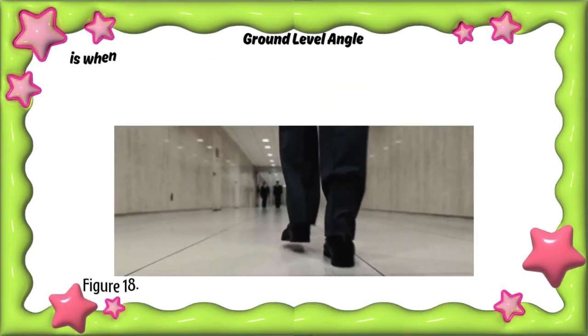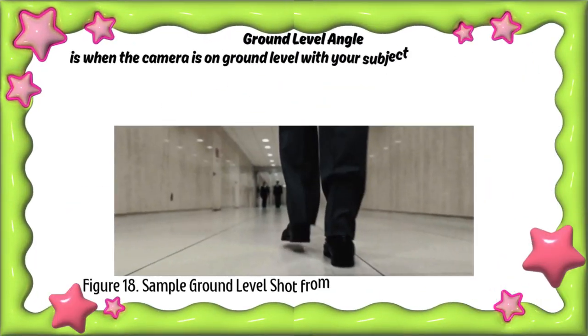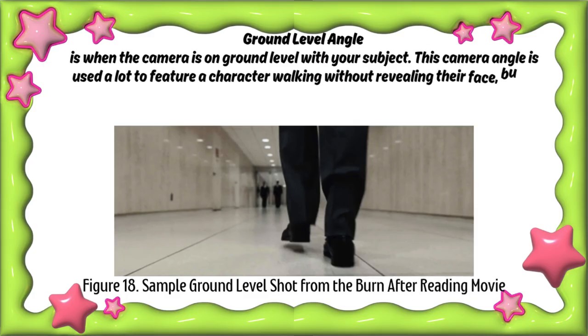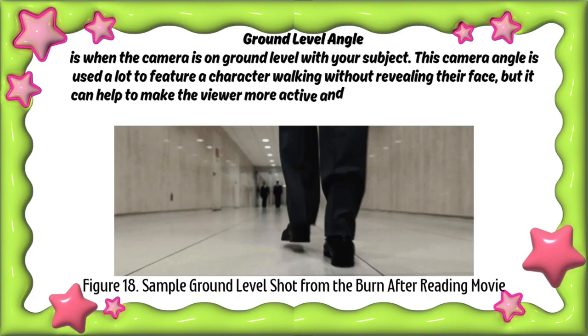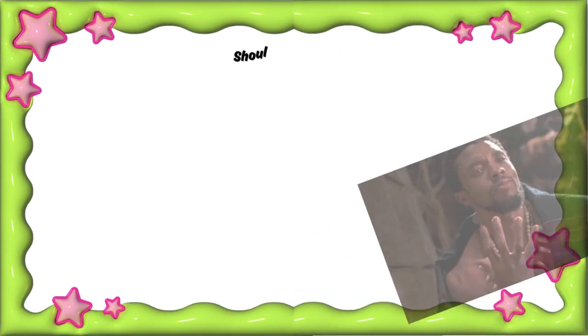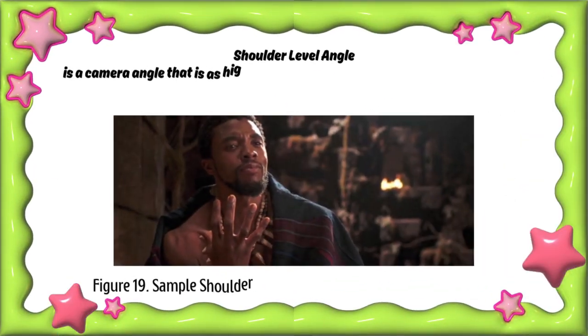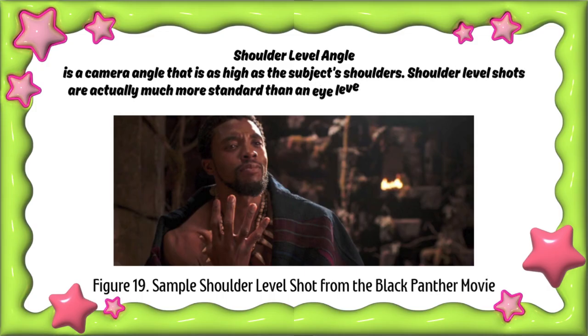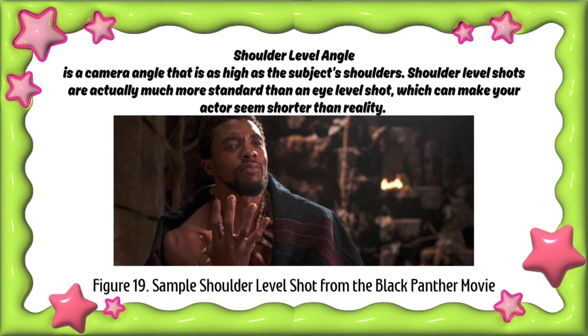Ground level angle is when the camera is on ground level with your subject. This camera angle is used a lot to feature a character walking without revealing their face, but it can help to make the viewer more active and use the actor's performance to build an idea. Shoulder level angle is a camera angle that is as high as the subject's shoulders. Shoulder level shots are actually much more standard than an eye level shot, which can make your actor seem shorter than reality.